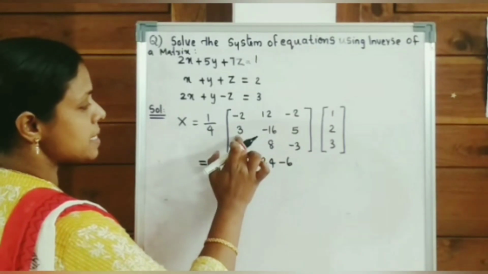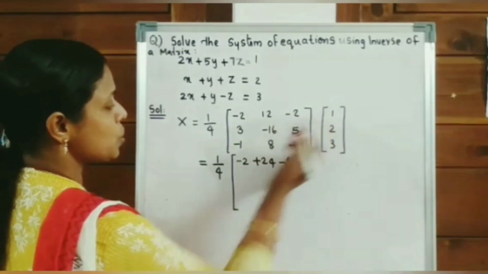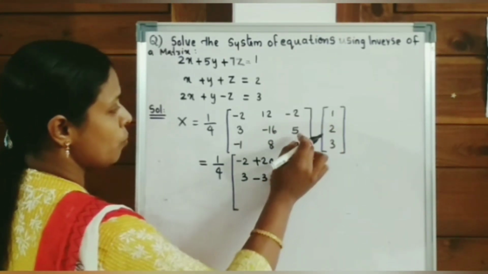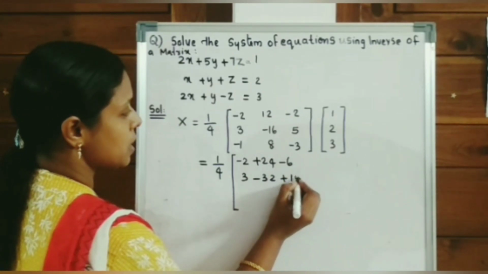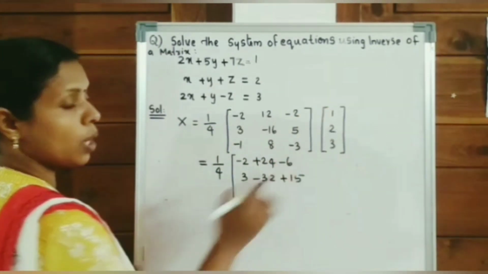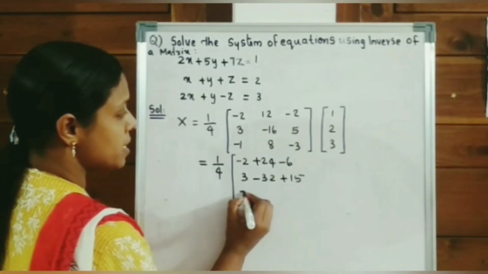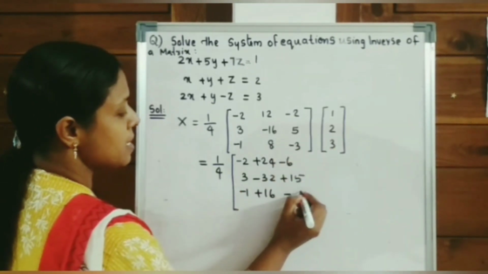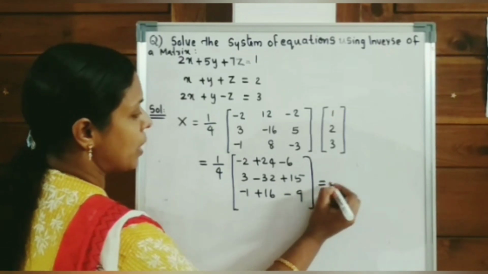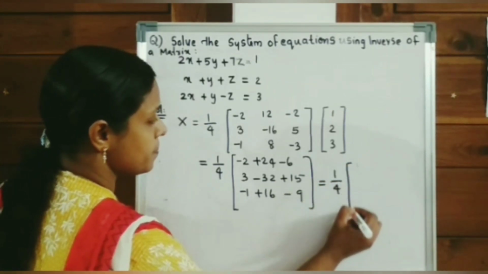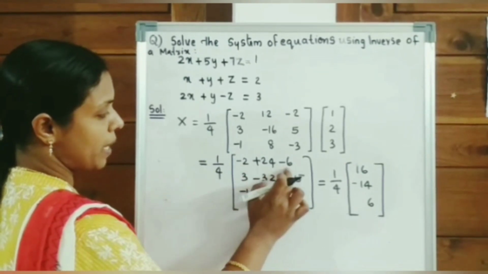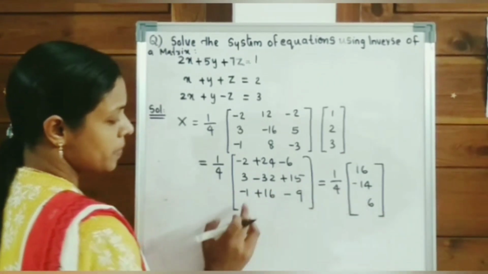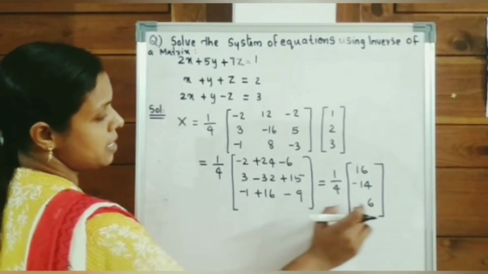Next we multiply second row with first column. We get 3 into 1, 3. Negative 16 into 2, that is negative 32. 5 into 3, plus 15. Next we multiply third row with the first column. That is negative 1 into 1 is negative 1. 8 into 2, plus 16. Minus 3 into 3, that is minus 9. That is equal to 1 by 4 into matrix. Here minus 2 plus 24 minus 6 is 16. Next 3 minus 32 plus 15 is minus 14. Negative 1 plus 16 minus 9 is equal to 6.